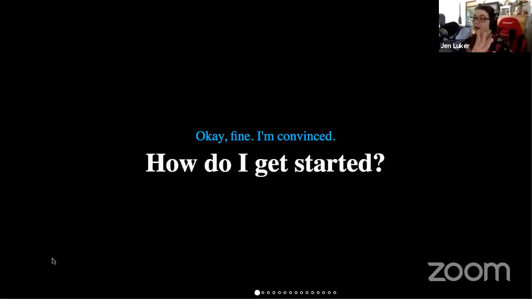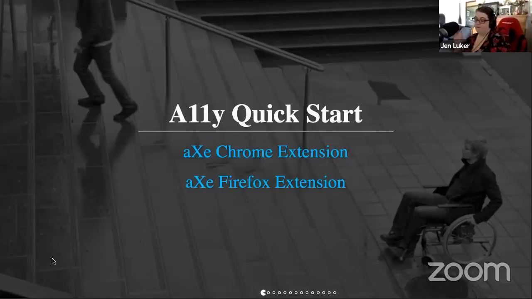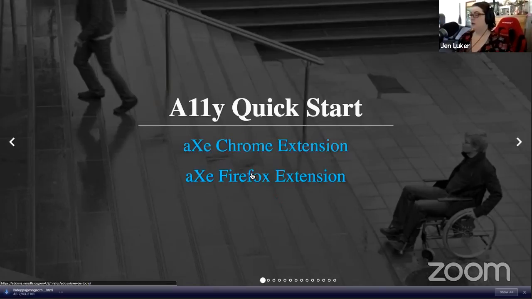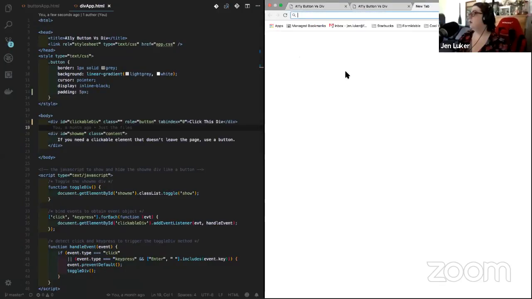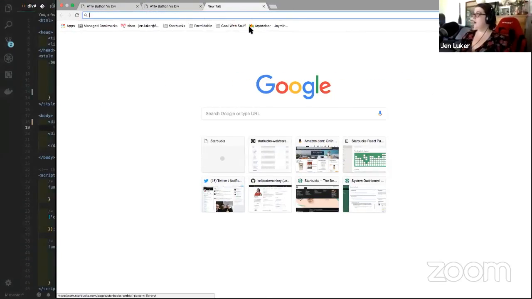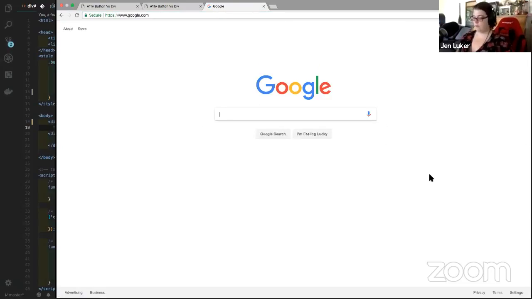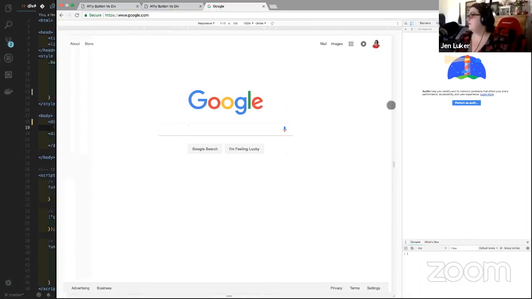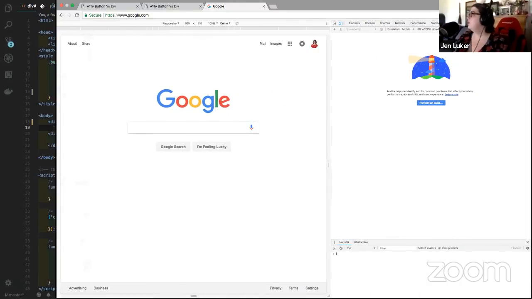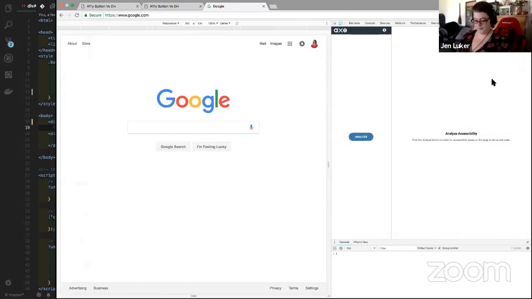So fine, you're ready to get started. Let's talk about some of the tools that you can use. Now, the very first one that I absolutely adore are the Axe extensions. And I want to show you those for just a moment. So when we're talking about the Axe Chrome extension, once you've installed the Axe Chrome extension, you have an Axe option over here.